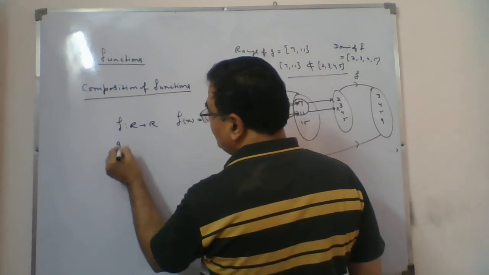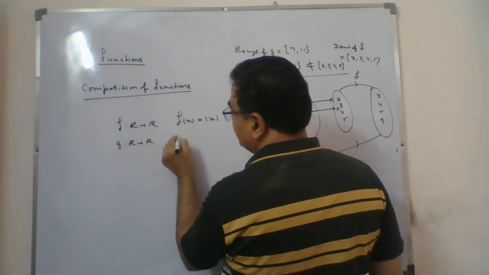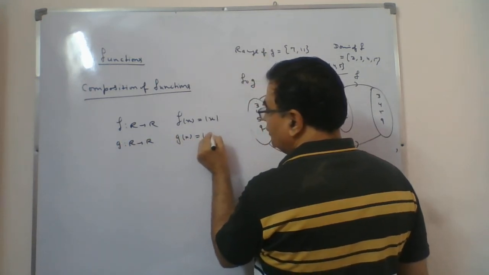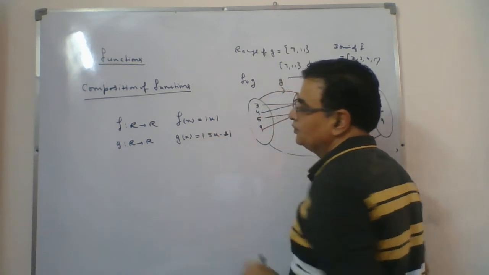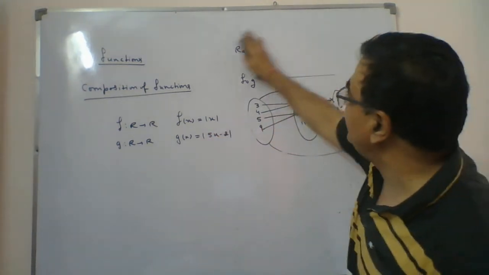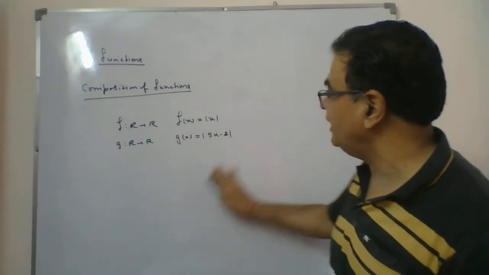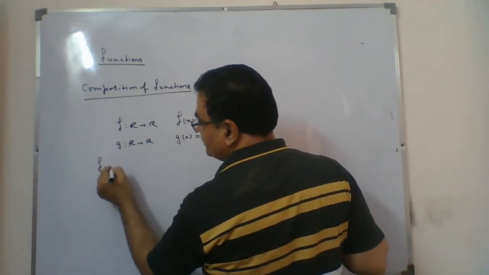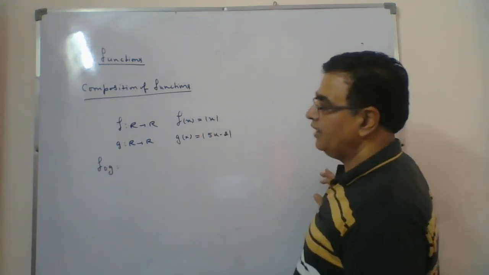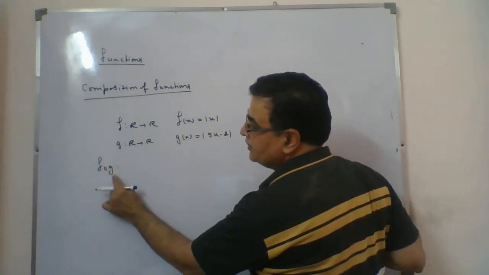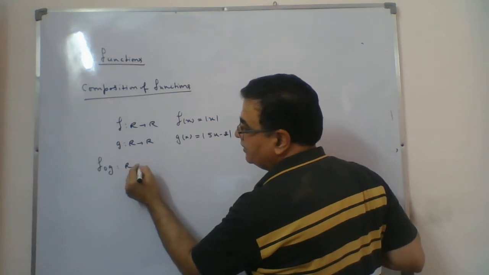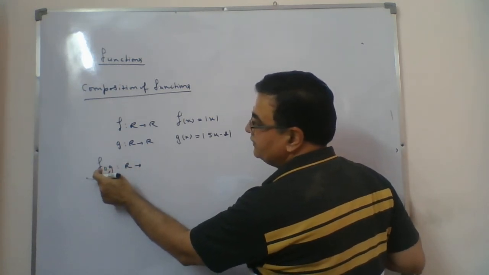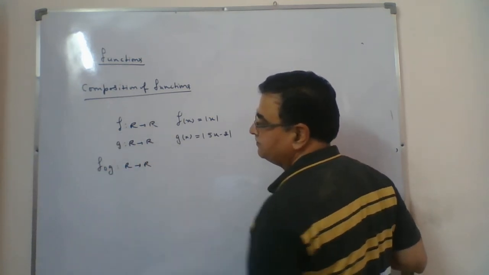And g is again going from R to R, and g(x) is modulus of 5x minus 2. My question is, find out what is FOG function and what is GOF function. We want F composite G first. FOG, when you take first function is G, so domain is R. Second function is F, the codomain is R.